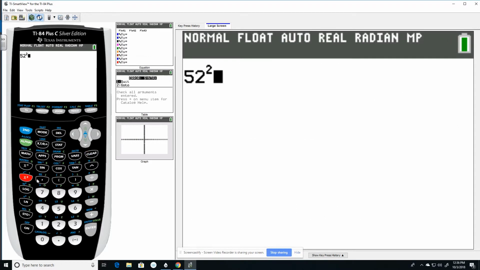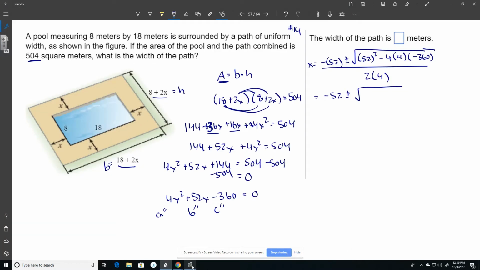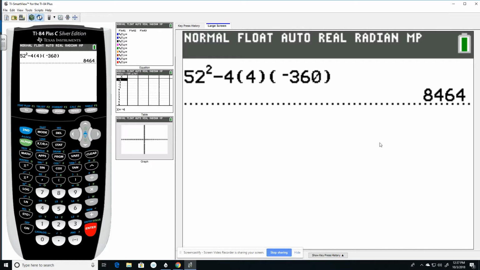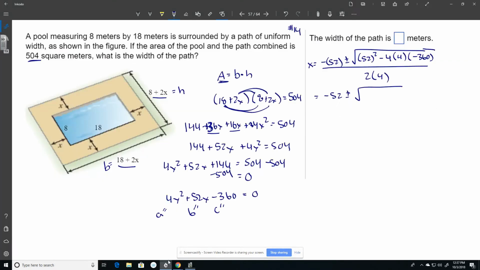52 squared minus 4 times A times C. I already forgot my numbers. A is 4 and C is negative 360. So 4 times A times negative 360. Enter. Underneath my square root is 8464. All of that divided by 2 times 4, which is 8.